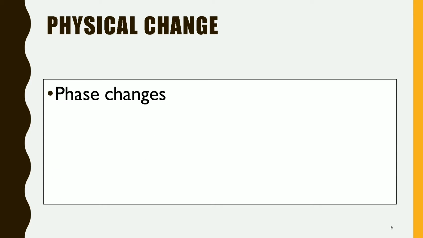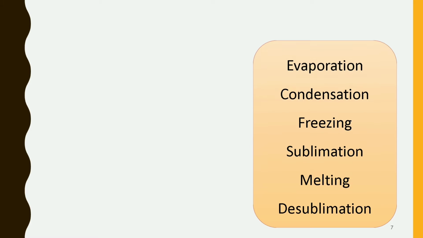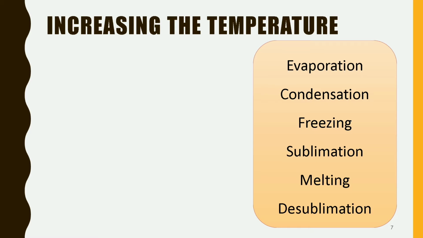It shows that the temperature and kinetic energy can affect the phase of the matter. Changing the temperature and level of kinetic energy leads to the following: evaporation, condensation, freezing, sublimation, melting, and desublimation. Let us identify the phase changes under increasing temperature. I want you to identify the missing term by choosing your answers inside the box.